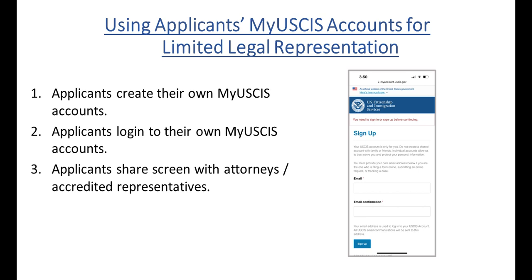In order to set up MyUSCIS for use in a limited representative situation, such as a virtual TPS clinic, first the applicant must create a MyUSCIS account, and then they have to log into their account before they share their screen with their attorney or accredited representative. It should be noted that the applicant must have their own email address and their own cell phone number, which is used to log into their account.